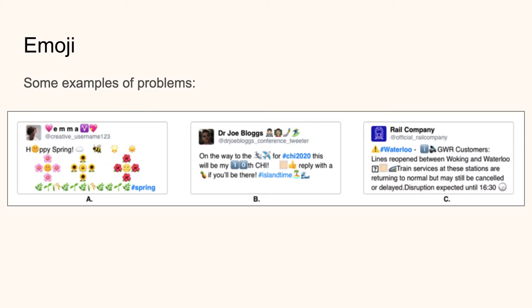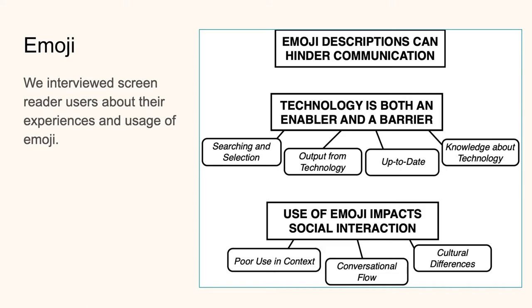Technology is both an enabler and a barrier. It enables people to engage in communication, but how do I search and select? You saw from the video that it's a long process. I have to remember things. People reported remembering the position of items in a list, so it had the little number after each one.